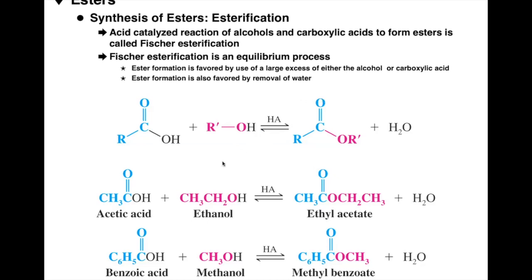Okay? So for example, you have acetic acid and ethanol. You add an acid catalyst, you form ethyl acetate and water. Benzoic acid plus methanol in the presence of an acid catalyst will form methyl benzoate.